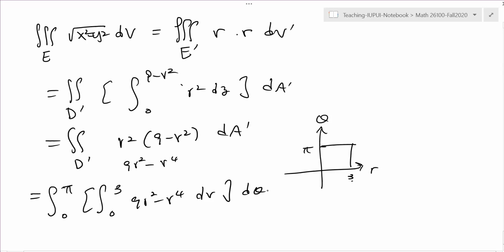I'm not going to finish this computation because we don't have time right now, but it's almost done. Everybody can evaluate this integral.